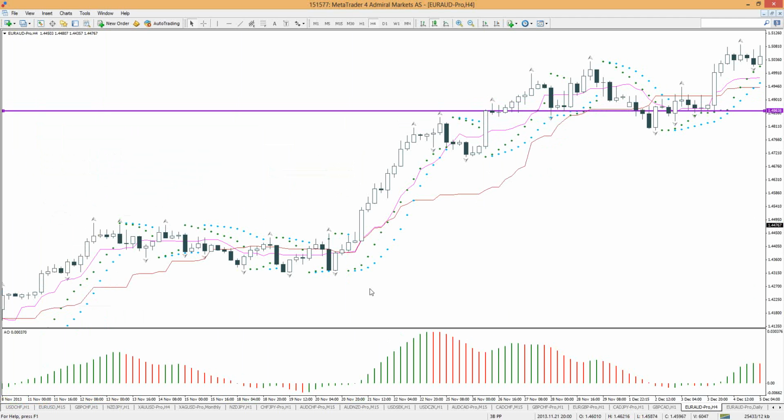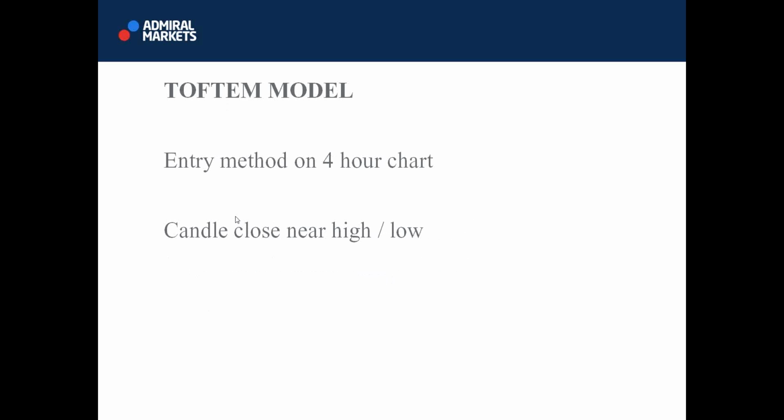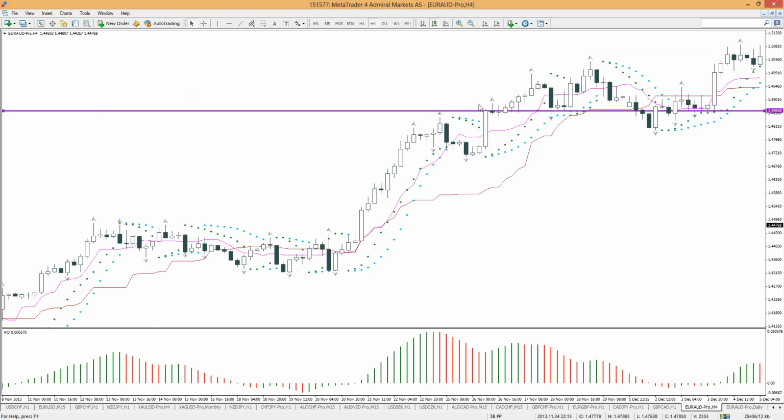So the entry then, that's the next step. This is the trigger basically. The entry is simple. It's the candle close. It's the immediate candle close. So the entry is at that purple line. It's that simple. So that's an entry.